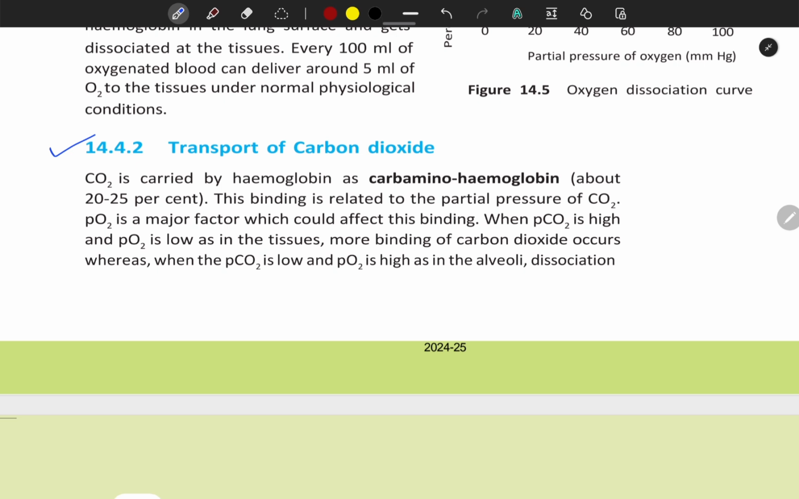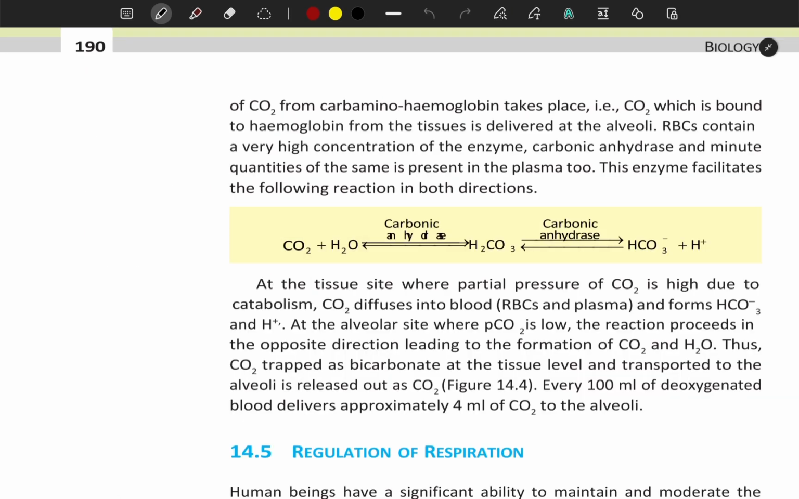14.4.2 Transport of carbon dioxide. CO2 is carried by hemoglobin as carbaminohemoglobin, about 20 to 25%. This binding is related to the partial pressure of CO2. PO2 is a major factor which could affect this binding. When PCO2 is high and PO2 is low, as in the tissues, more binding of carbon dioxide occurs, whereas when the PCO2 is low and PO2 is high, as in the alveoli, dissociation of CO2 from carbaminohemoglobin takes place. That is, CO2 which is bound to hemoglobin from the tissues is delivered at the alveoli.